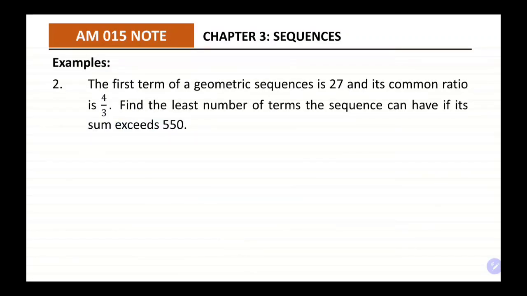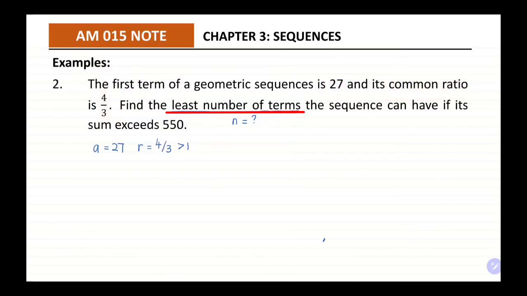Question number 2. The first term of a geometric sequence is 27 and its common ratio is 4 over 3. Find the least number of terms the sequence can have if its sum exceeds 550. Given the first term, a equals 27 and common ratio r equals 4 over 3, which is greater than 1. The question asks to find the least number of terms, which refers to n. And given the sum exceeds 550.